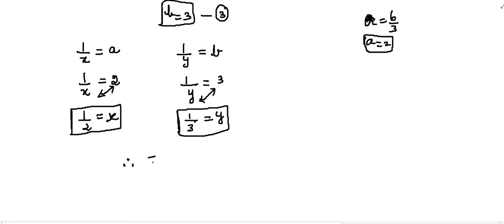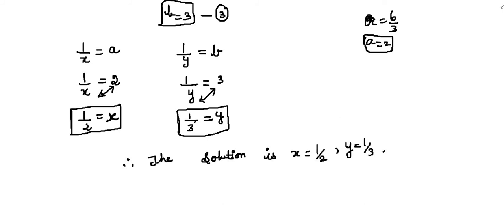Therefore, the solution is x is equal to 1 by 2, y is equal to 1 by 3. Do you understand? Shall we go to the next sum?